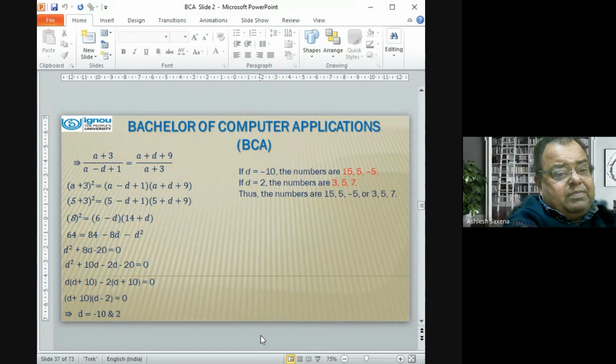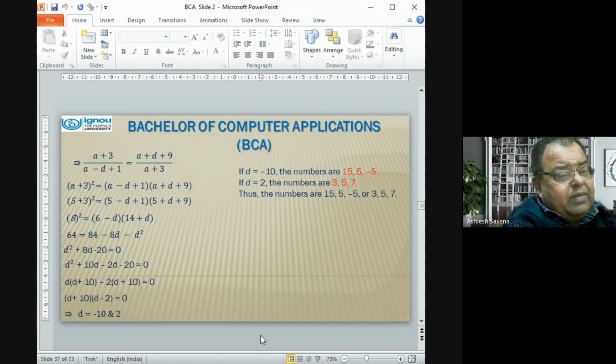Cross multiply them. Or you can do one thing. You can add the value of A here. That is 5. I've done it in the next step, you can do it over here. That doesn't make any difference. That means A plus 3 whole square, cross multiply it, and on the right hand side of the equal to sign, it will be A minus D plus 1 into A plus D plus 9.